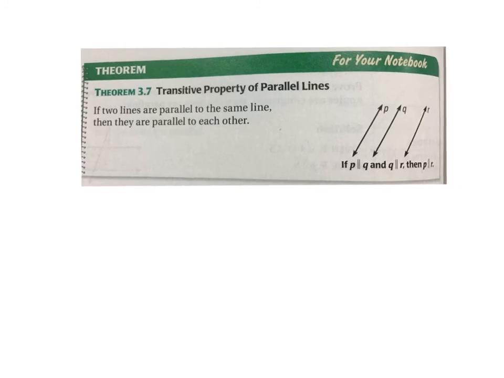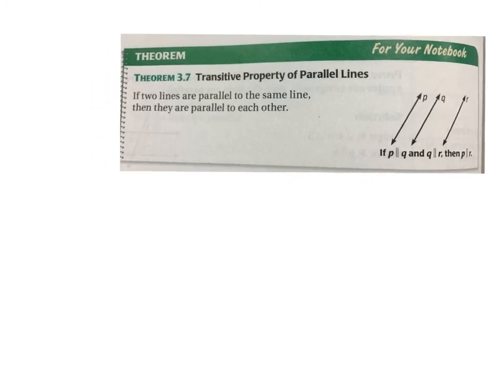The last thing I want to go over is Theorem 3.7. So turn to page 156. All right, you've heard this word transitive before. Transitive property of parallel lines. If two lines are parallel to the same line, then they are all parallel to each other. Okay, so this is just one of those theorems you can use when you're solving for measurements. So if they tell you the measurement of line P, then you know the measurement of line Q and R because they're parallel lines.